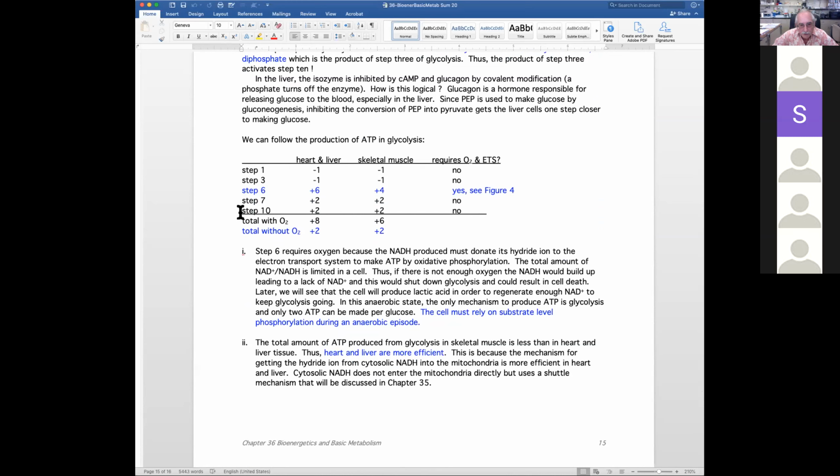So here's how much total energy you can make. In heart and liver, it's more efficient because it's easier to get the NADH from the cytoplasm into the matrix. That transporter is more efficient. The skeletal muscle, less efficient. But without oxygen, you can still make 2 ATPs.